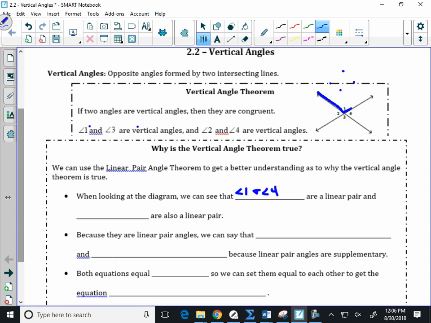Here's angle 1. They share this side. They're right next to each other. That side in the middle. There's angle 4. They're right next to each other, and they're creating a straight line. They're a linear pair. For the sake of the math, give me another linear pair with angle 1. What's another angle that creates a linear pair with angle 1? MJ? Angle 2. So we also know that angle 1 and angle 2 are a linear pair. Again, here's angle 2. It's right next to angle 1, and they're creating that straight line. They are a linear pair.